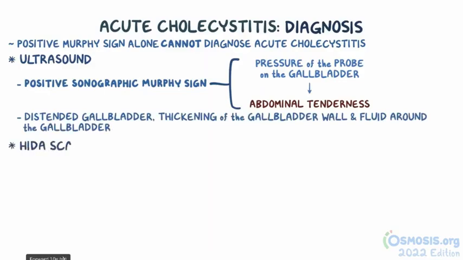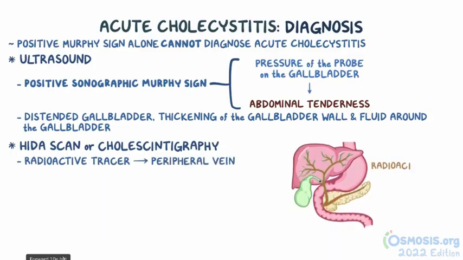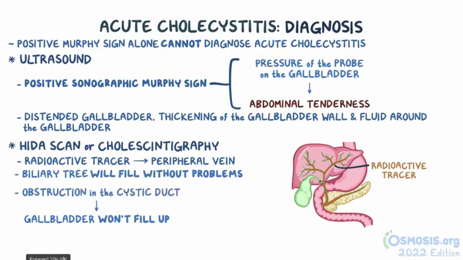An HIDA scan, or cholescintigraphy, can also be performed to diagnose diseases of the gallbladder, liver, and bile ducts. That's where a radioactive tracer is injected into a peripheral vein. The tracer makes its way into the bile, and from there, it goes into the gallbladder, and then through the bile ducts and into the small intestine. In acute cholecystitis, the biliary tree will fill without problems, but the gallbladder won't fill up because there's an obstruction in the cystic duct.